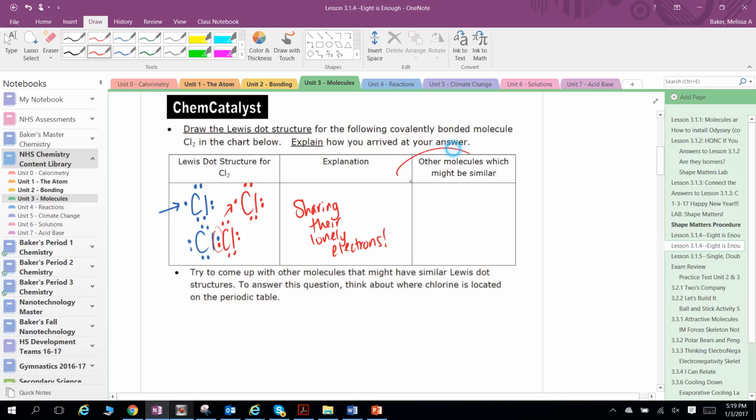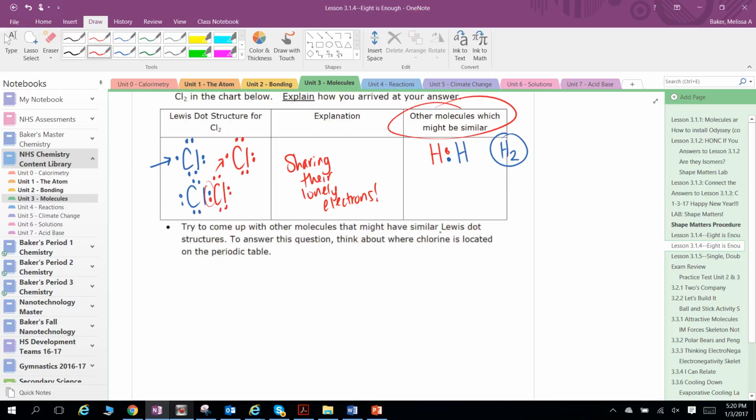Other things that might be similar: anything that has 1 lonely electron. For example, hydrogen. You could draw 1 hydrogen right next to the other. We just made an H2 molecule. Or how about another element in group 7A besides chlorine, like fluorine? Fluorine also has 7 valence electrons, and you can see they would also like to share electrons. That would be F2.